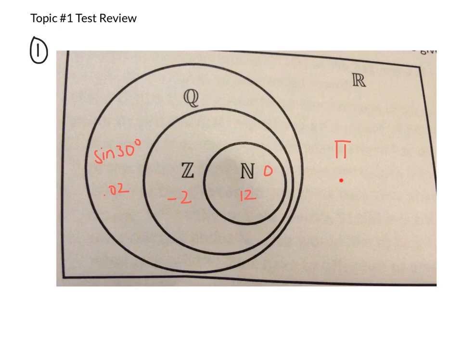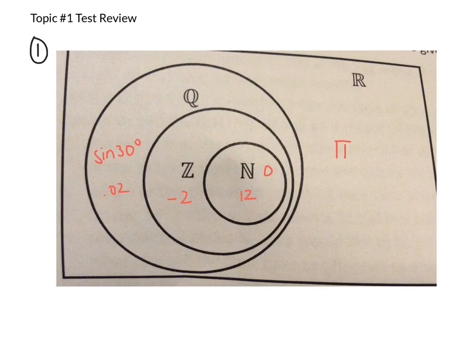So pi is a real number. That's as far as it can go because its decimal is never repeating and never ending. Sine of 30 degrees is the same thing as 1/2 if you'd plug that in your calculator, so it's rational. And same with 0.02 because it's a terminating decimal. -2 is an integer, and 0 and 12 are natural numbers.